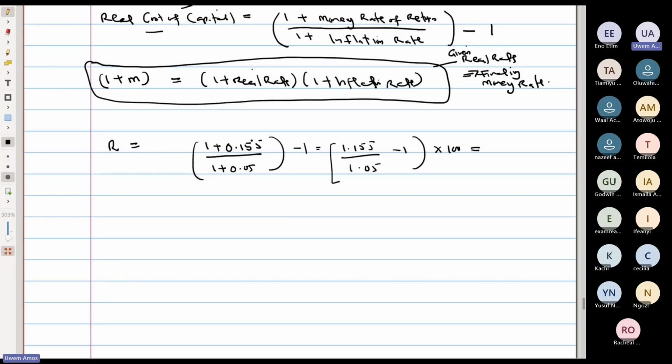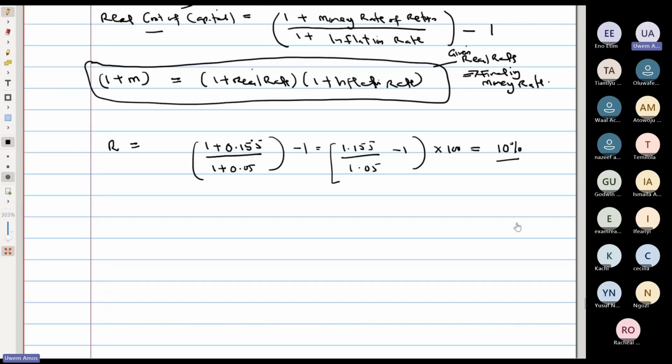1.155 divided by 1.05 minus 1 gives 0.1. To get it to percentage, we multiply by 100. So our real rate of return is 10%. So that's clear, guys.